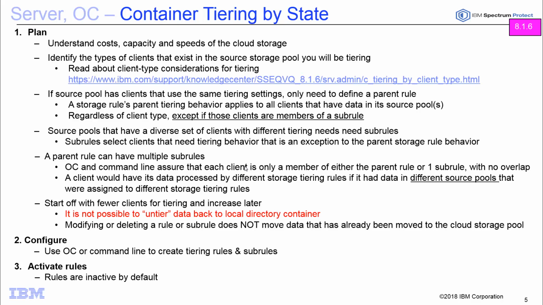The only way that a client would have its data processed by two different storage tiering rules is if it had data in different source directory pools that were assigned to different storage tiering rules itself.